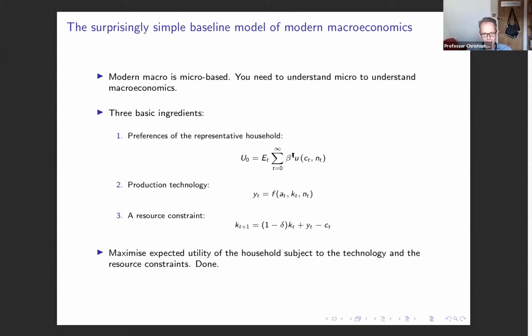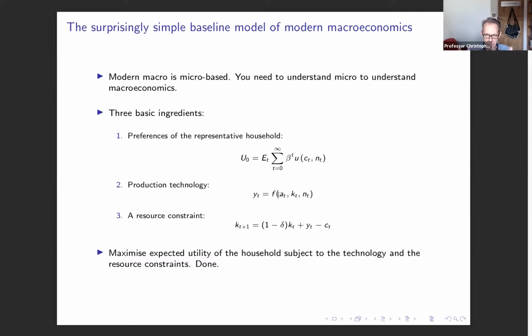The second ingredient is our production technology. The production technology is simply a production function, a technology that explains how we produce output. Well, we produce output using capital, labor, and A, which is technology. So it's three basic components.